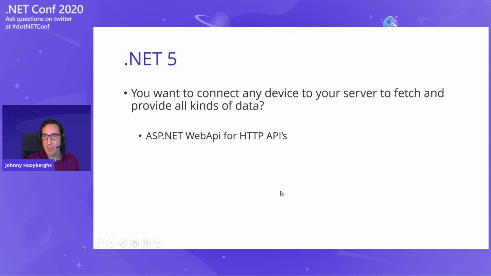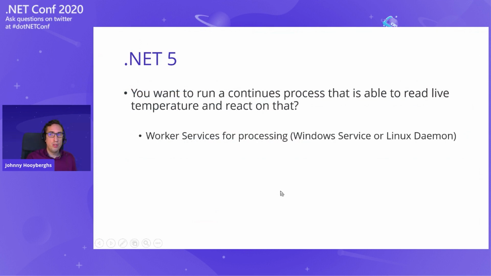So back to the slides. I also want to run a continuous process that is able to read live temperature and react on that. So basically, when I want to make the sauna reach a target temperature, I have to check the current temperature continuously. So I'm turning on the relay, and then I'm checking the temperature continuously. And when the temperature reaches the target temperature, I have to shut off the relay. Then when the temperature is going down again, I have to turn the relay back on, so it can do some additional heating to keep that target temperature.